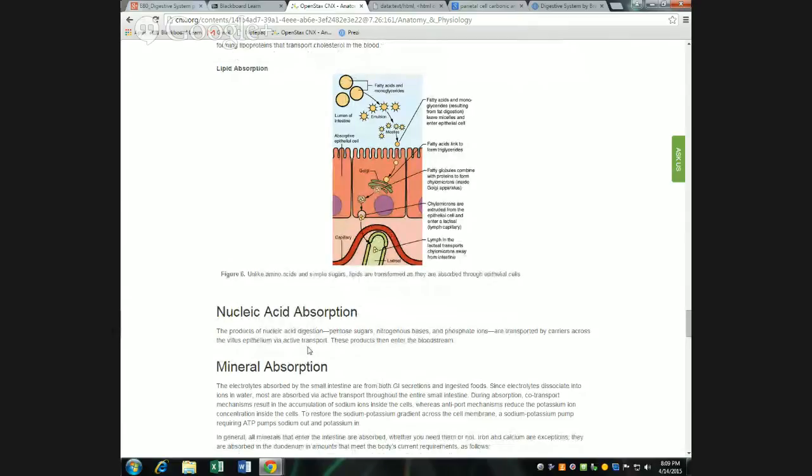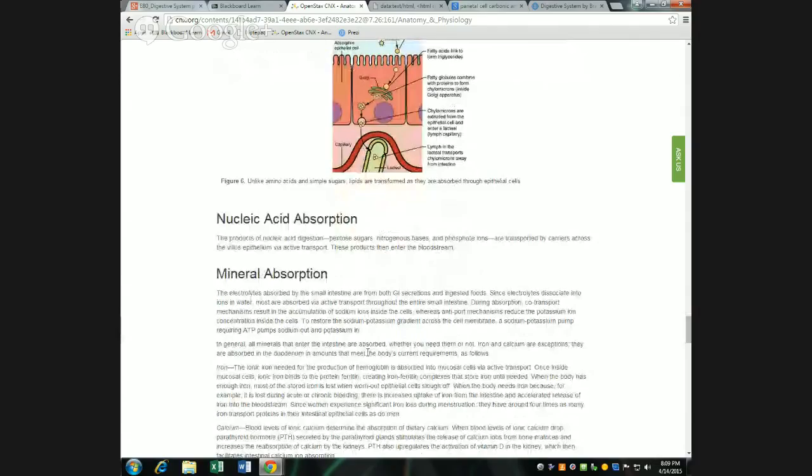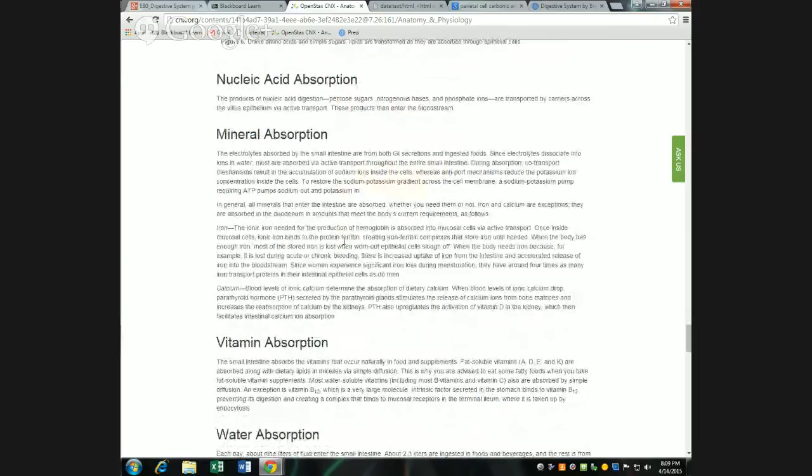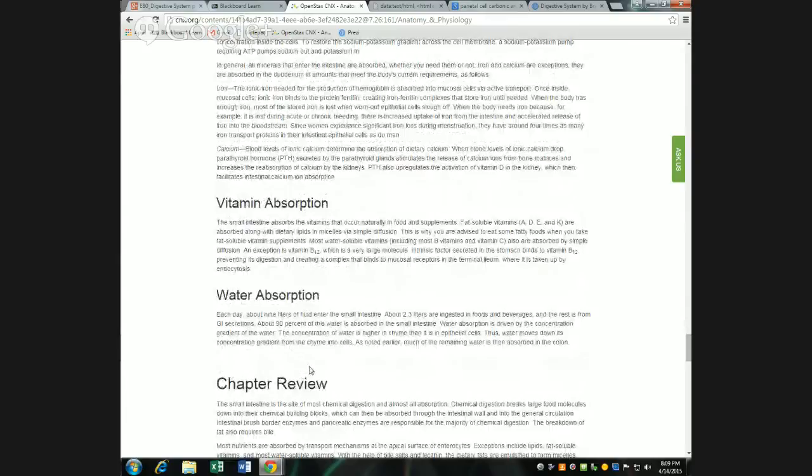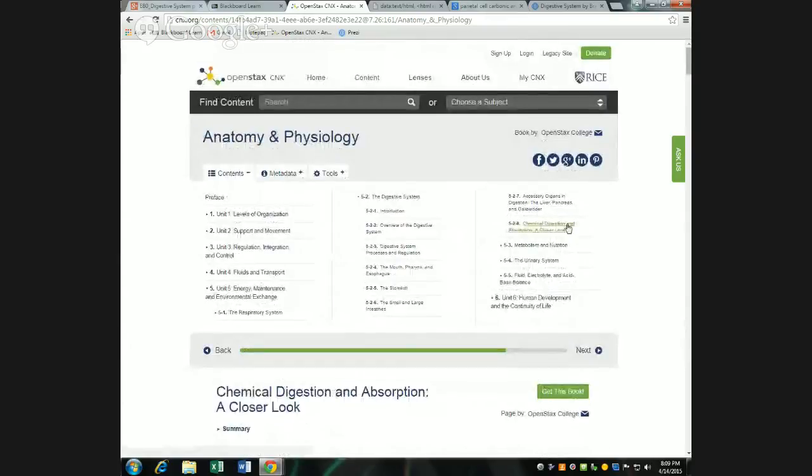Just a mention of nucleic acid absorption, because they are there, they get absorbed. And then minerals and vitamins are micronutrients that are a component of the food we eat, and those get absorbed also. And then I just talked about water absorption with that picture up above. So that just hits on some of the other things that I wanted to point out here. That's the end of the chapter. The next chapter is on metabolism and nutrition.